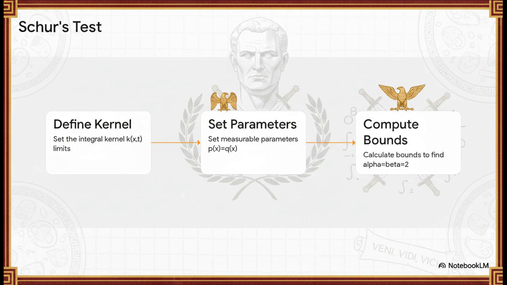If you're not familiar, Schur's test is this classic, incredibly powerful tool designed specifically for bounding integral operators. They carefully define an integral kernel and set specific measurable parameters, p and q. By calculating the integrals of these parameters against the kernel, they nail down the constant bounds, alpha and beta, both coming out to exactly 2. This perfectly maps out the operator's limits and proves, for sure, that it's safely and permanently bounded.